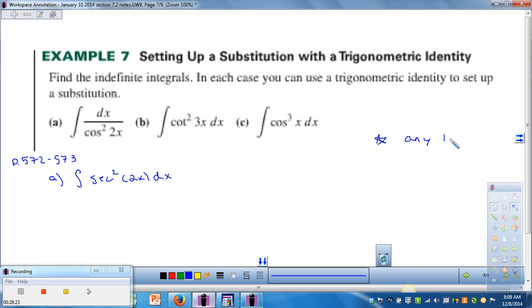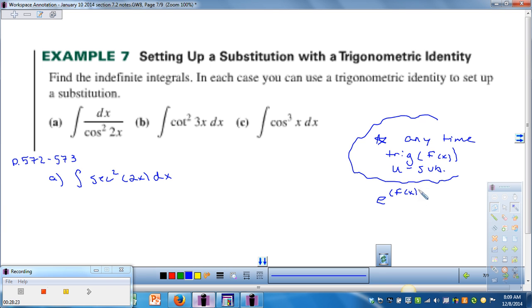Anytime we have a trig function of something other than just x, so a trig function of f of x, you need u sub. So this looks like it should just be tangent of 2x, but it is not. We need to consider the u sub so we get the proper multiplier out in the front. So anytime it's a trig function of f of x, or if it is e to the f of x, or 7 to the f of x, anytime it's not just x in these places, we need u sub.